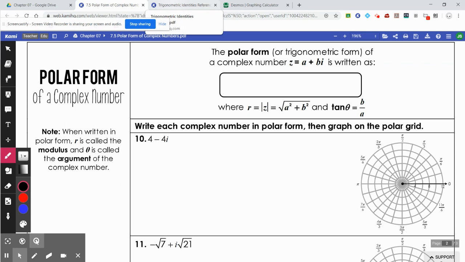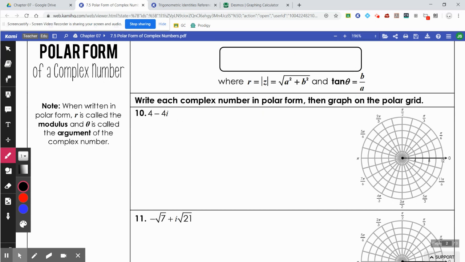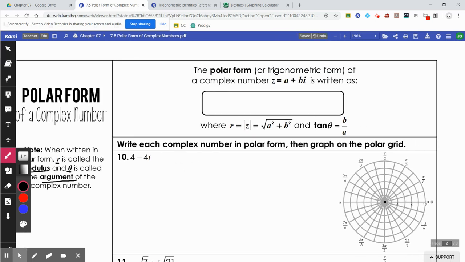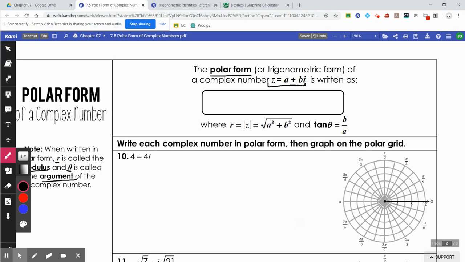Okay, now we're going to tie all of this together and talk about the polar form of a complex number. Every complex number can be written in a polar form. When written in polar form, r is called the modulus, theta is called the argument of a complex number. And here is your polar form. The polar form, or trigonometric form as it's sometimes called, of a complex number z, and remember that z is normally a plus bi, we're now going to write like this.